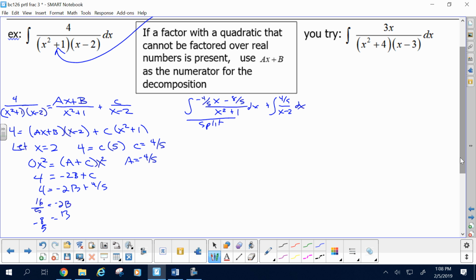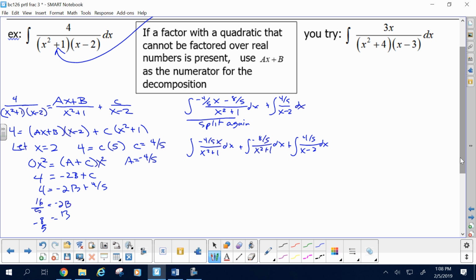And that's before u-sub. So I'm talking negative 4/5 x over x squared plus 1, and negative 8/5 over x squared plus 1 as separate integrals, and then the last guy 4/5 over x minus 2. See where I'm coming from?